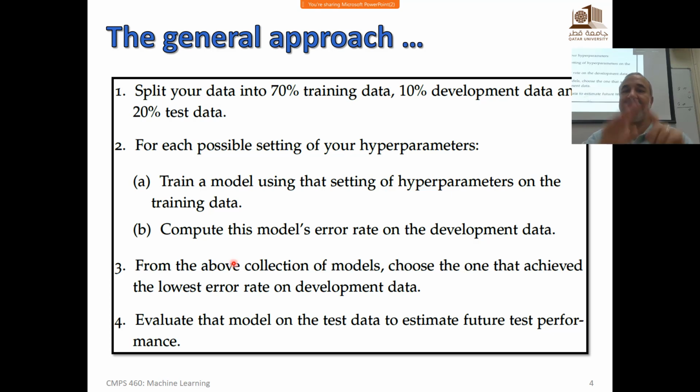Okay, this is the general approach. So we split. The first step, we'll go through it quickly, is to split the data into training set, development set, and test set. These numbers are not rocket science. Usually we use these numbers, but we can change it. So here the numbers are 70%, 10%, 20%.